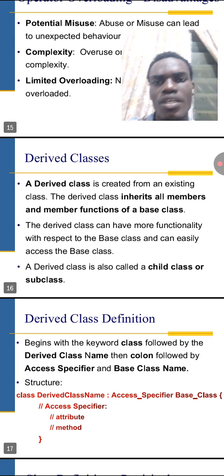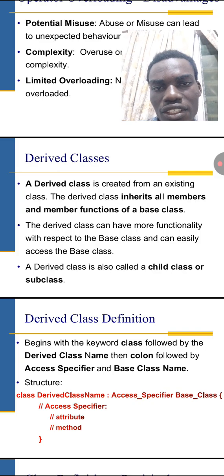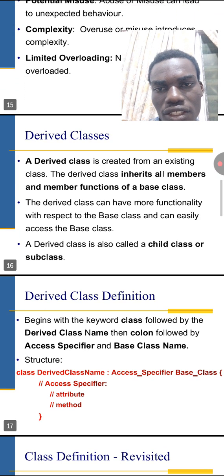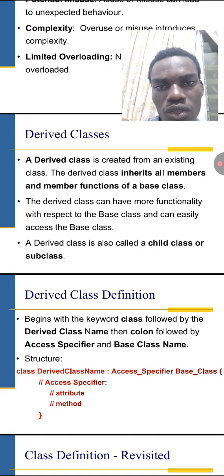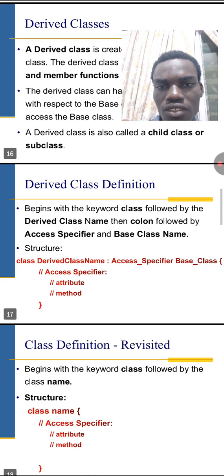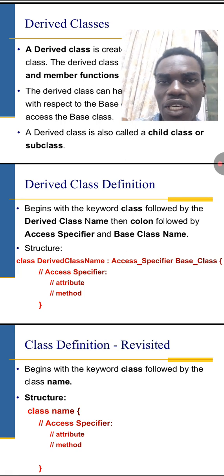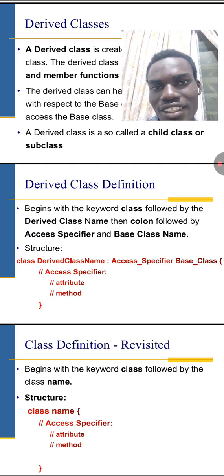Now let's look at derived classes. A derived class is created from an existing class. The derived class inherits all members and member functions of the base class. The derived class can have more functionality with respect to the base class and can easily access the base class. A derived class is also called a child class or a subclass. So when you say derived class, it is also known as child class.